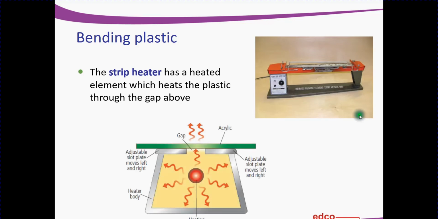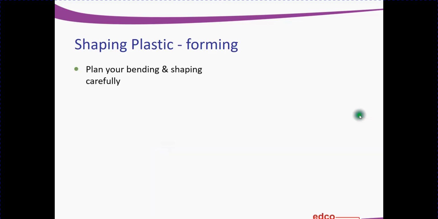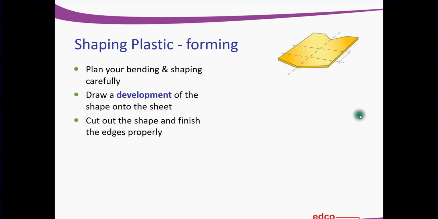Now, this is a diagram showing the inside of the strip heater. So you have the heating element, which is the red dot, and that sends out heat. That heats the piece of plastic where you want to bend it. Next thing then is to form this piece of plastic. What we have here is a design on a piece of plastic. We have the development, which is the piece of plastic folded out flat, and what we've done here is shaped it into the desired shape.